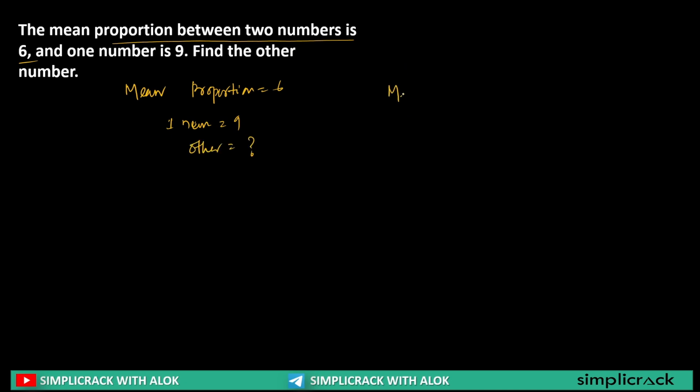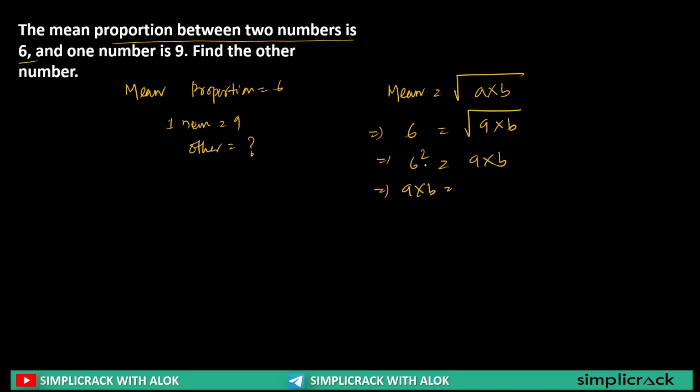So what we know? Mean proportion is equal to square root of A multiplied by B, right? So here mean proportion is 6, which is equal to square root of 9 into the second number. To take out the square root, I have to square both sides. So 6 square is equal to 9 into B. So 9 into B is 6 square, that is 36. Or B can be written as 36 divided by 9, that is equal to 4. So 4 is the right answer.